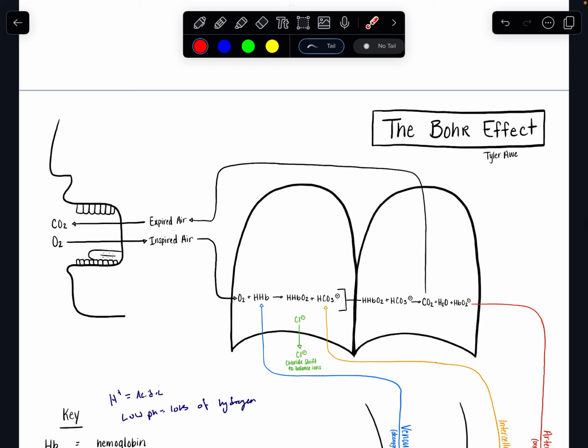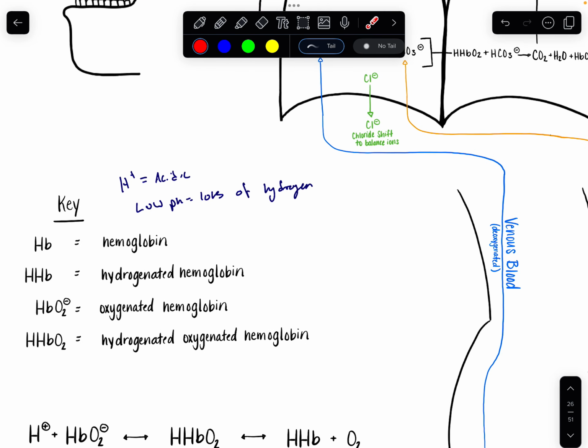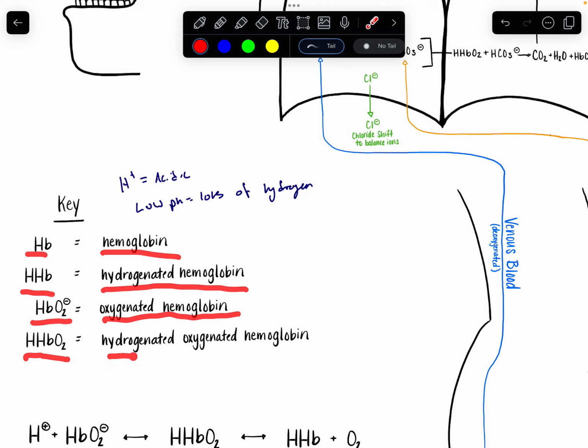So what we're going to start off with is we're going to breathe in air. We're going to start breathing in oxygen. And before I even get into that, I always forget to reference this key right here. Hb stands for hemoglobin. HHb stands for hydrogenated hemoglobin. HbO2 stands for oxygenated hemoglobin, and HHbO2 is hydrogenated oxygenated hemoglobin.